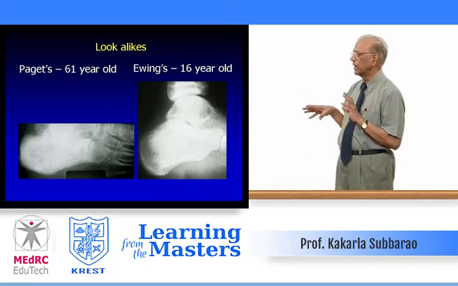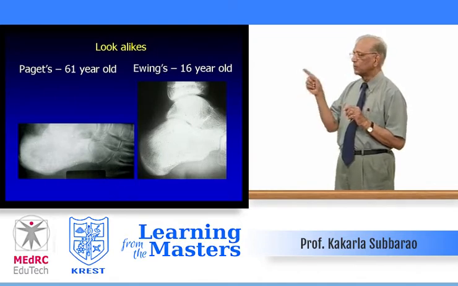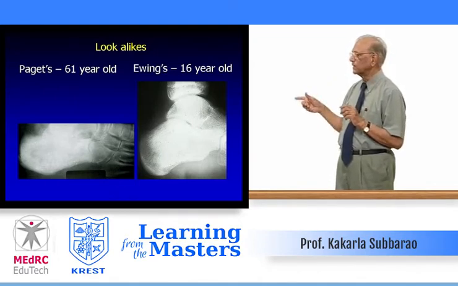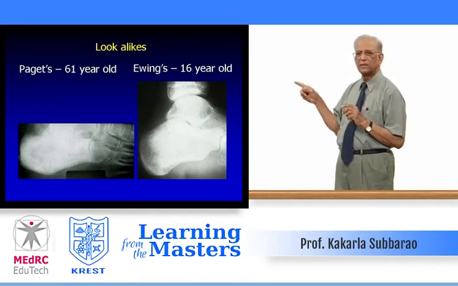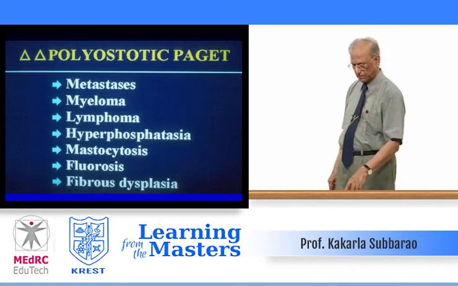Lookalikes again. One is Paget disease on your left, in a 61-year-old: an enlarged calcaneum, diffusely dense, extending all the way to the articular margin anteriorly and the posterior margin. Whereas the one on your right, in a 16-year-old, is Ewing's. Look at the posterior margin, it is intact, it is not involved. That's how you differentiate one from the other.